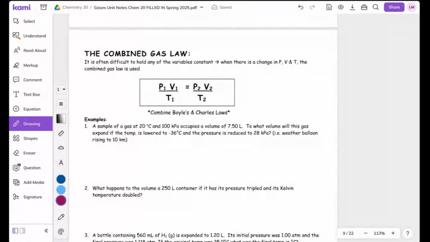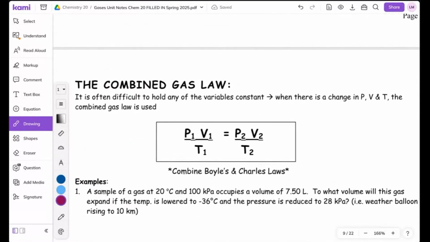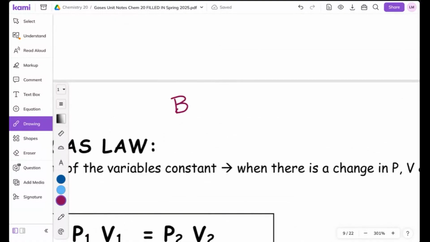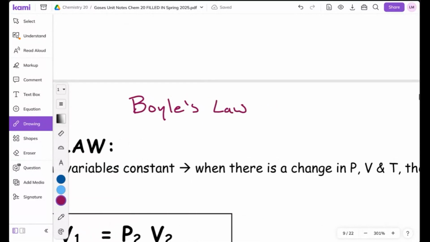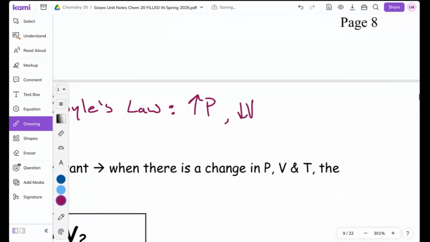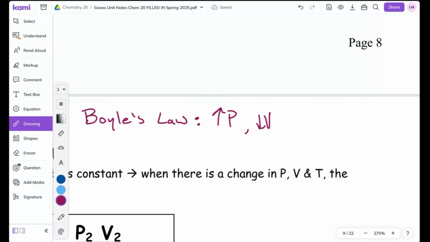The combined gas law is an equation that combines both Boyle's law and Charles's law. As a reminder of what we previously talked about, Boyle's law is the inverse relationship between pressure and volume of gas. So if pressure increases, the volume is going to decrease for that gas. One of the things that's held constant for Boyle's law is temperature, and the other condition that must be held constant is the amount of gas.